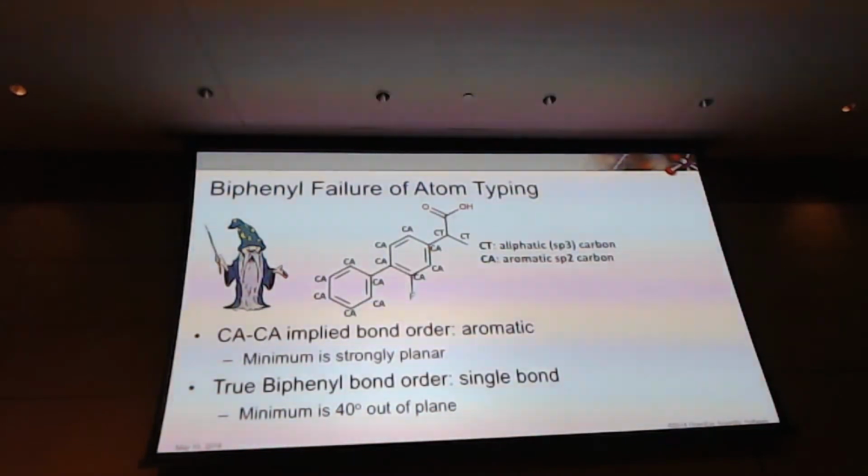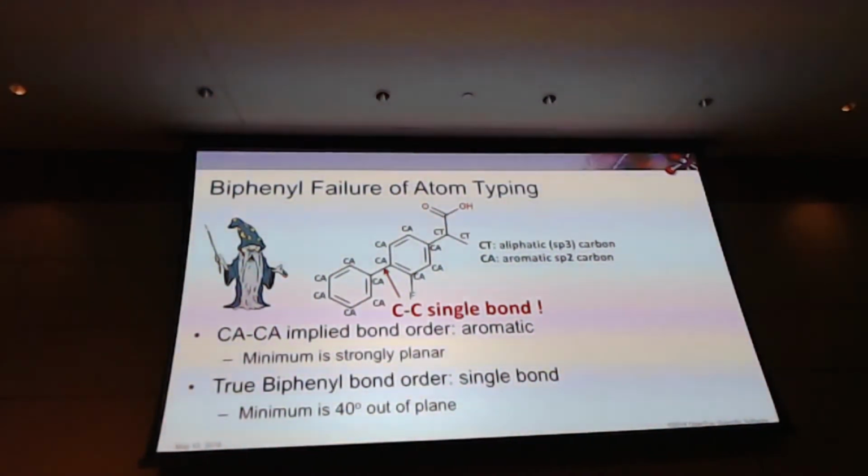So here's what the problem was with the biphenyl. Here's flurbiprofen, and here are my atom types with the carbon alphas. The problem is this bond right here. It's two carbon alphas joined together, but it's a single bond. It is not a double bond. It's not even really conjugated. So the atom types, with their implied bond order, say that these two rings have got to be really planar. Well, we know that a biphenyl with that almost single bond has the two rings tilted at about 40 degrees.